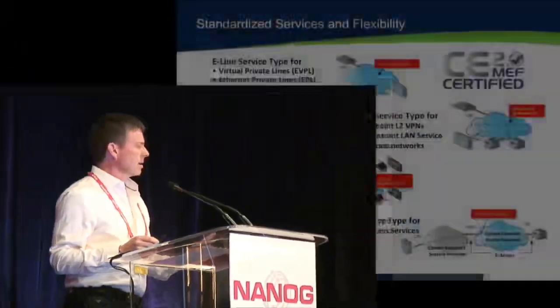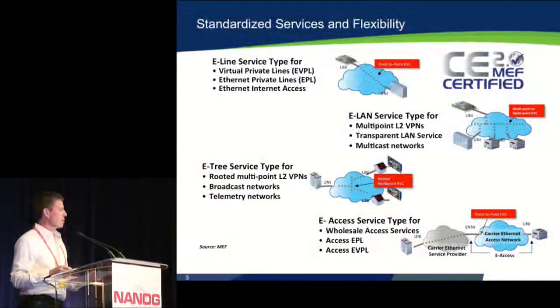So we'll start with packet optical, and what it's all about is standardized services being offered, and it's in a number of different forms. The first one being E-line services, which is essentially point-to-point for virtual private lines and Ethernet private lines. The second type is the E-LAN, which is a multi-point service, transparent LAN service and multi-point layer 2 VPNs. And then we have an E-tree service, which is a rooted multi-point layer 2 VPN.